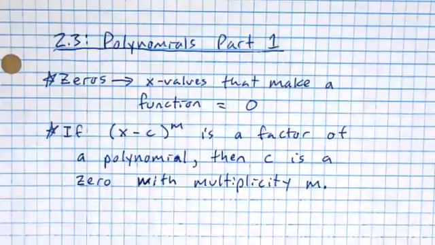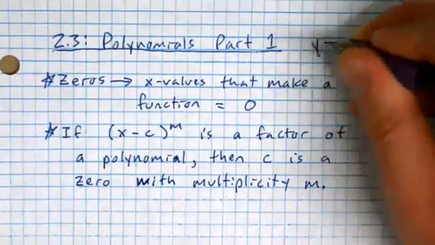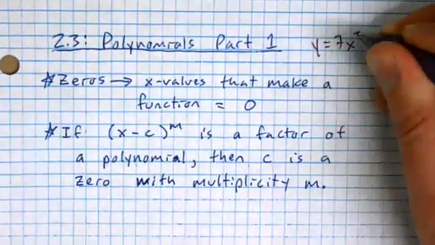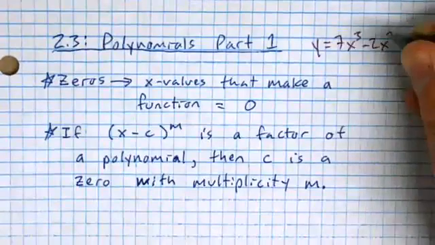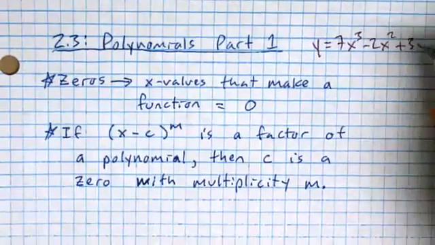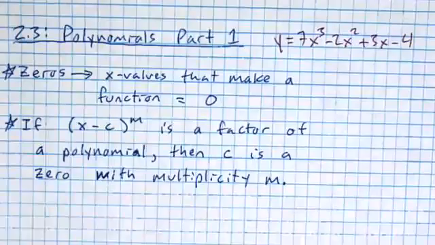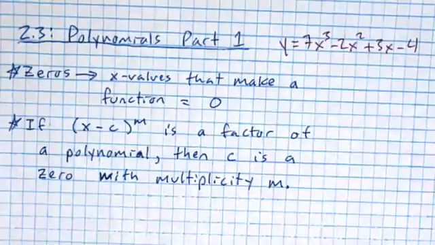integers. So an example of a polynomial would be like y equals 7x to the third minus 2x squared plus 2x. That's a polynomial. But we will also be writing it in factored form.